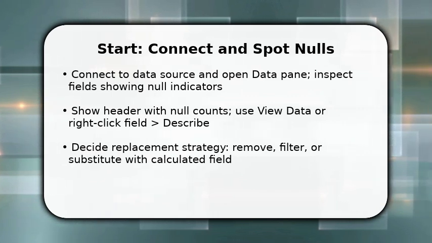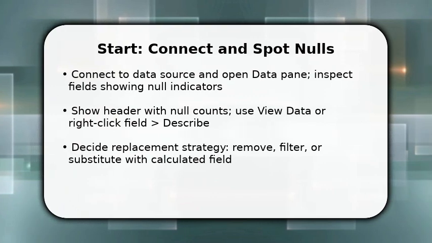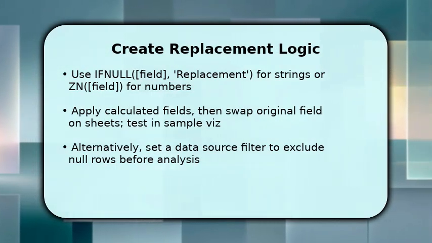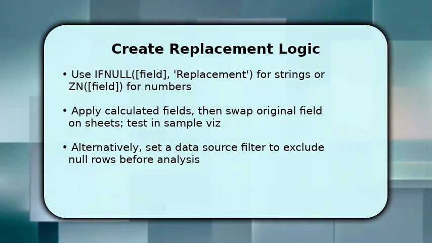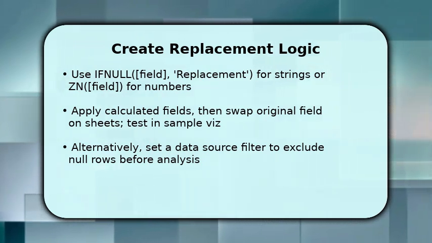Now implement the chosen replacement. Create a calculated field using ifNull, field, unknown for text, or ZN field to convert null numbers to 0. Once created, replace the original field in your worksheets with this calculated field so all downstream charts inherit the fix.